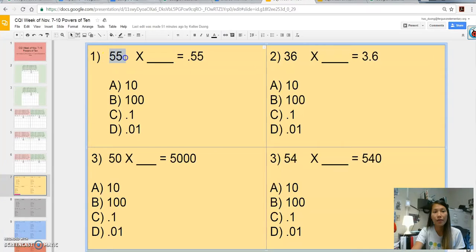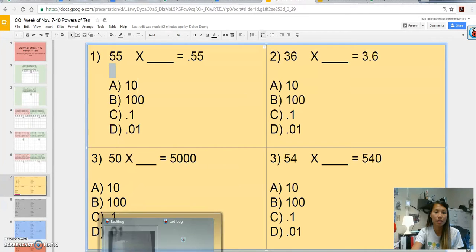Now we know that 55 is being multiplied by a number that will give you an answer that is less than what you started with. Notice 55 hundredths is less than 55. And our possible answers here are 10, 100, 1/10, or 1/100th. So we know that we are multiplying by a number. Let's see what our possible choices are in solving this.